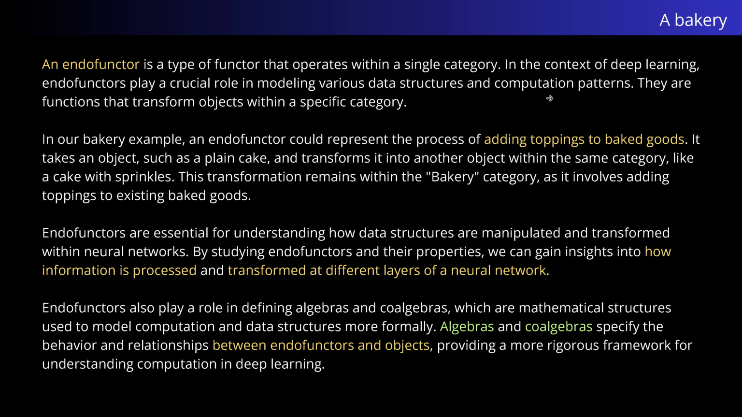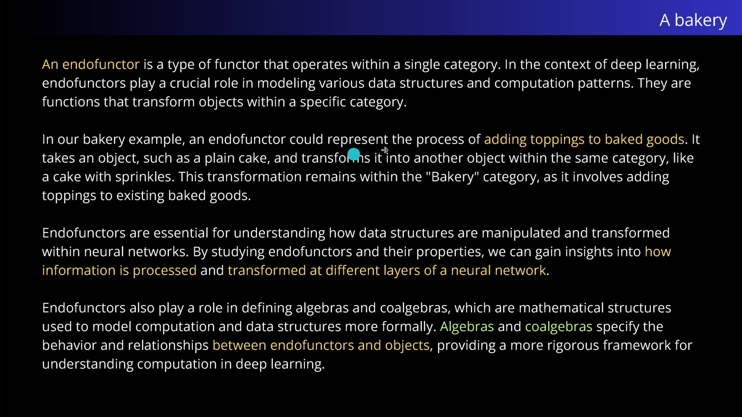Beautiful. Now, if we have a functor that operates within a single category, we give it a specific name. It is called an endofunctor. And in the context of our deep learning now, an endofunctor plays a crucial role in modeling various data structures and computation patterns. If we do all the calculation in our LLM, now we are talking about endofunctors. And they are functions that transform objects within a specific category.